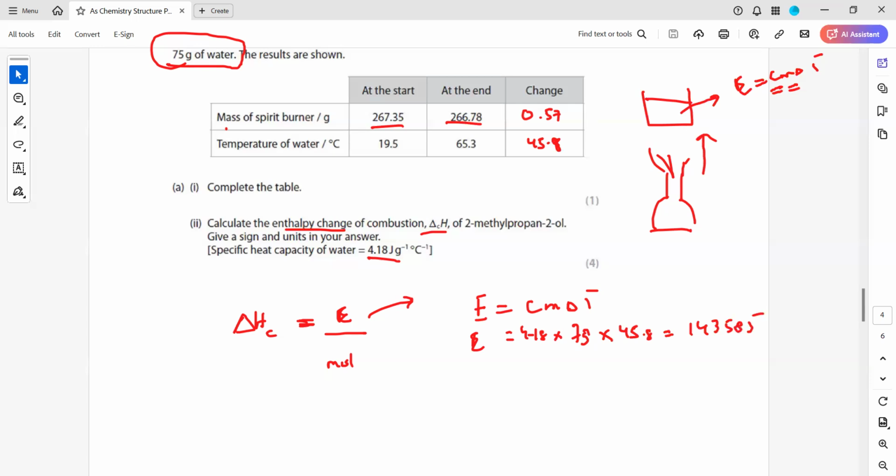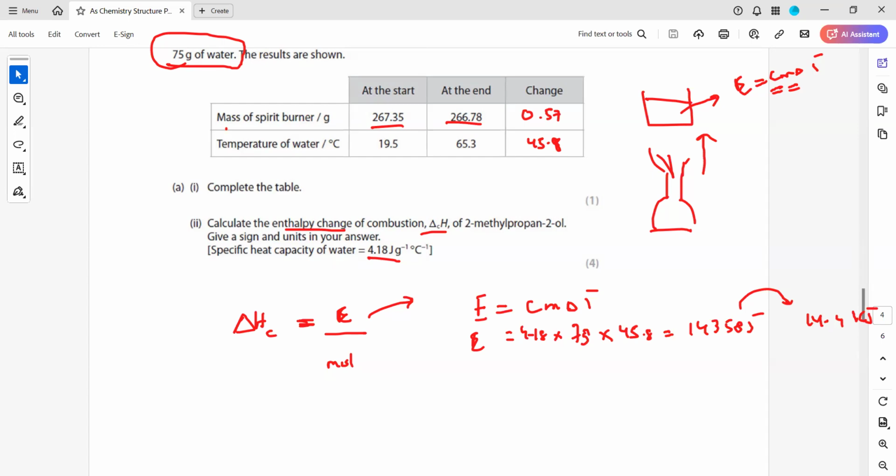14,358 joules. But that is in joules, so we have to convert into kilojoules. So we divide it by 1000. So this will become 14.4, because if we round off to 3 significant figures. So 14.4 kilojoules will be there.